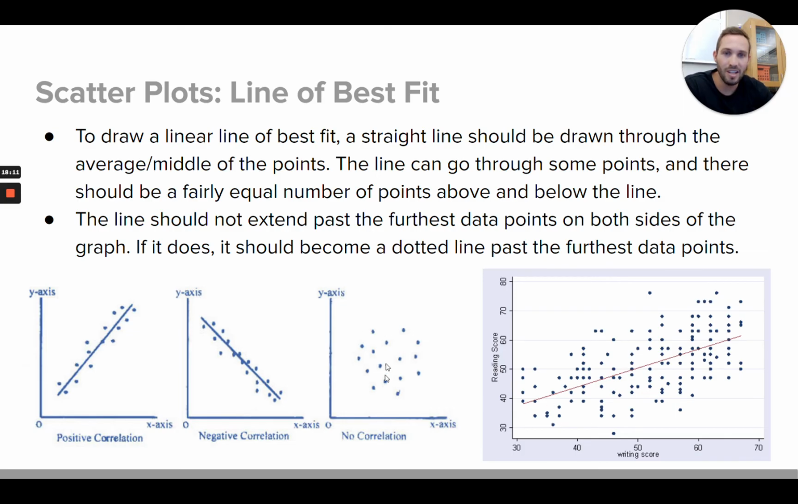And then sometimes you might just have a bunch of random dots and you don't see any trend on your scatter plot. And so we'll practice drawing lines of best fit for different scatter plots that we encounter throughout the school year.